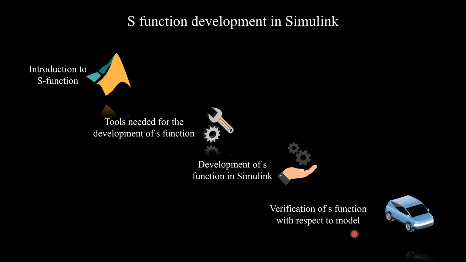And at the end, we will be verifying whether our S function is giving the same result as the model from which we generated this S function. Basically the Simulink model or the Simulink subsystem is usually similar to the S function, but an S function runs with a compiled C code built inside it, so that it will run faster.